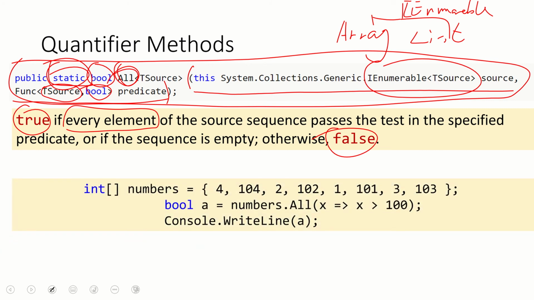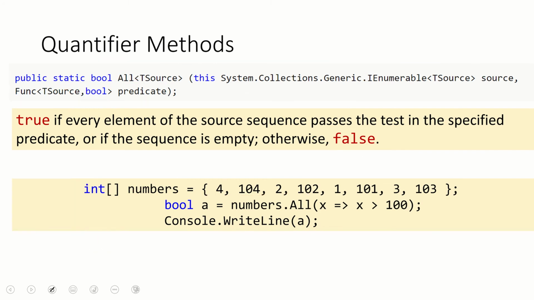Let's look at the example. In this example, we are given an array with several different values. Right now, you need to be careful. First, what's the data type? The data type is int. Then second, we want to call the method All.